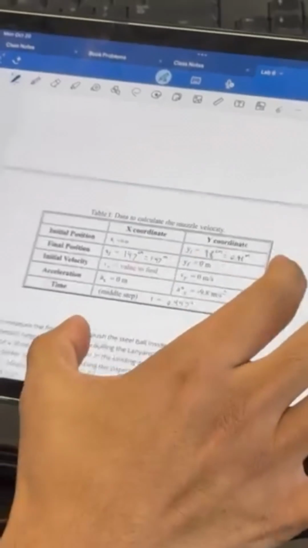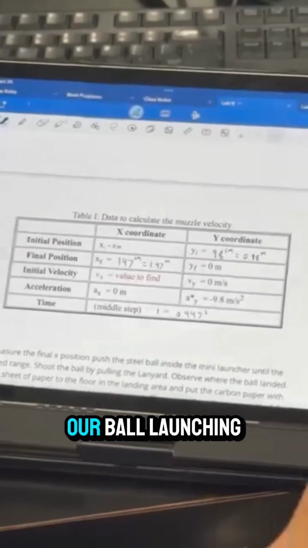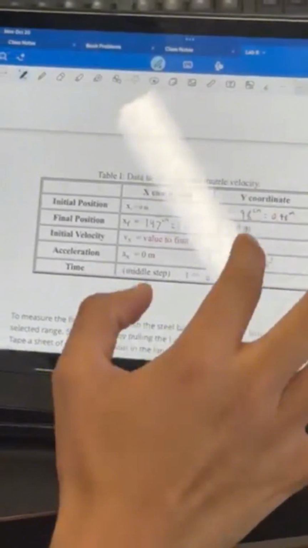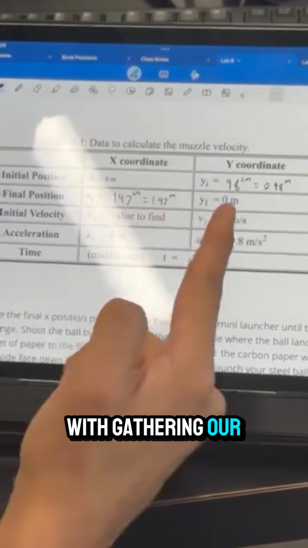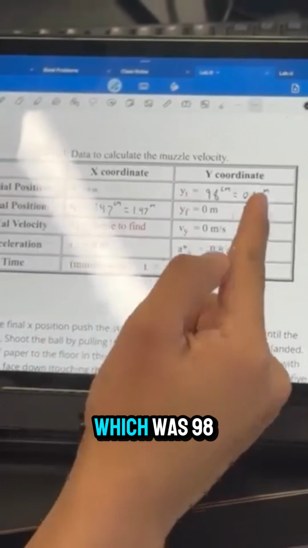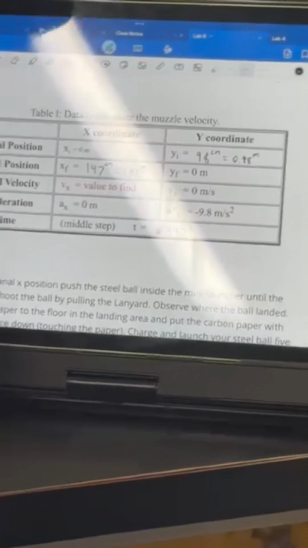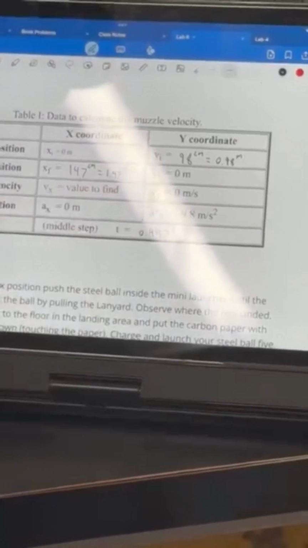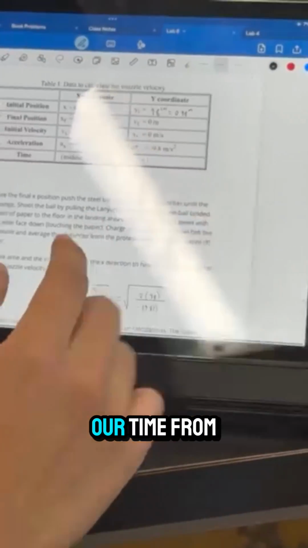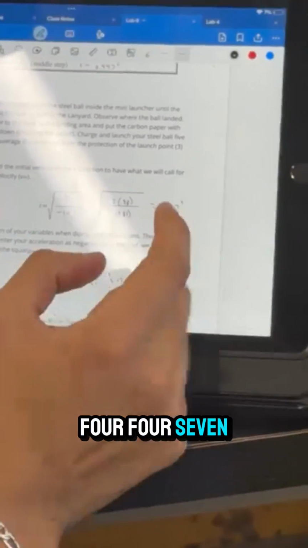So for our experiment, we had to record our data for our ball launching experiment. First we started off with gathering our Y initial, which was 98 centimeters, or 0.98 meters, sorry. And our final position for our X, which was 1.47 meters. And from that we calculated our time from this equation, which came out to be 0.447 seconds.